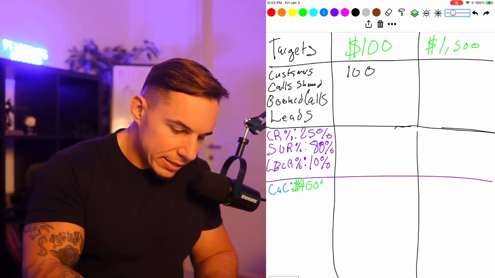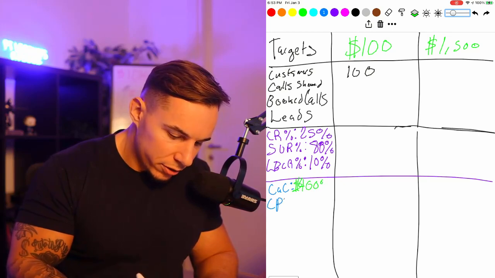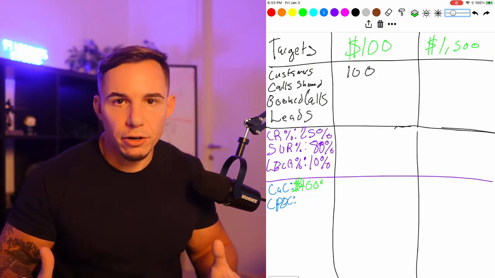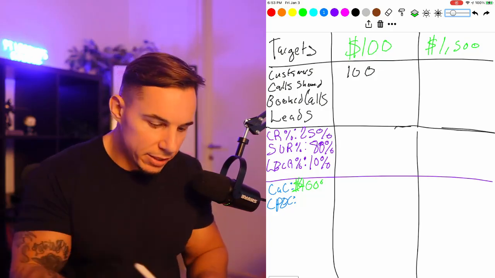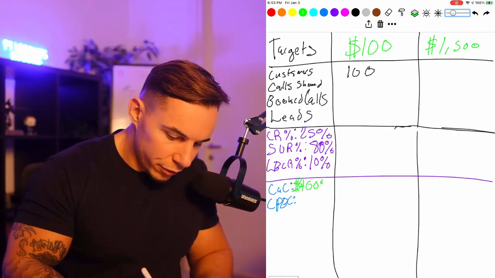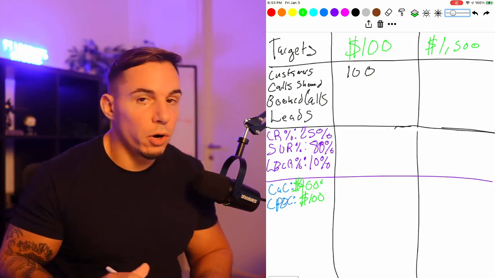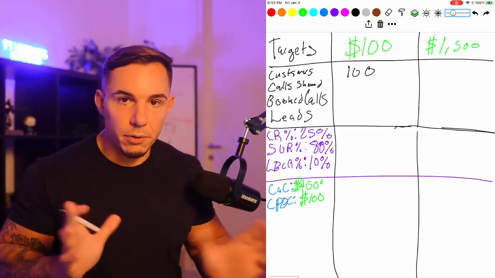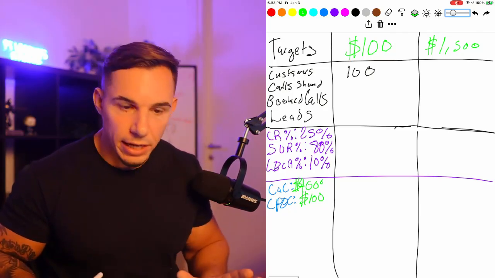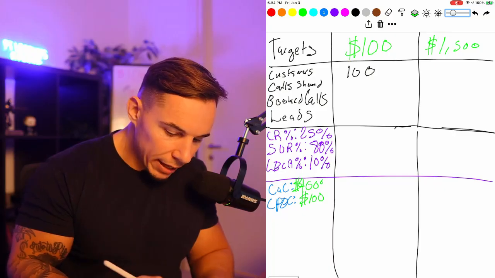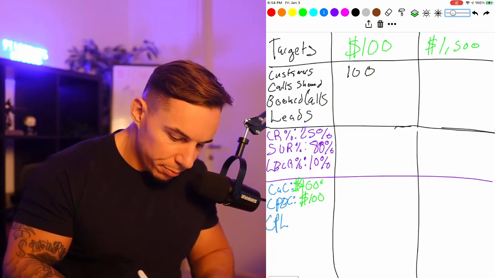Next thing is your cost per booked call. And if you want to get really granular, you can say your cost per showed up call, but we're going to keep things simple here. And we're going to go for a target of $100, meaning every time you spend $100, you get a new booked call, which is pretty awesome. I'd rather spend $100 to get a booked call versus send 100 cold DMs to get a booked call, right?